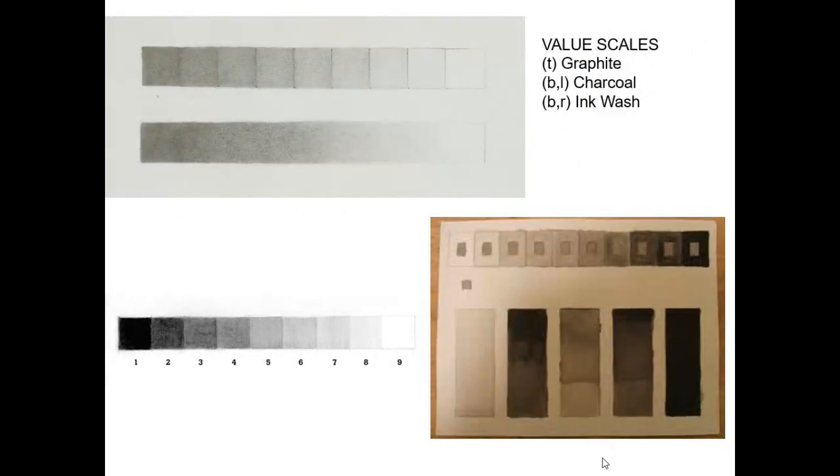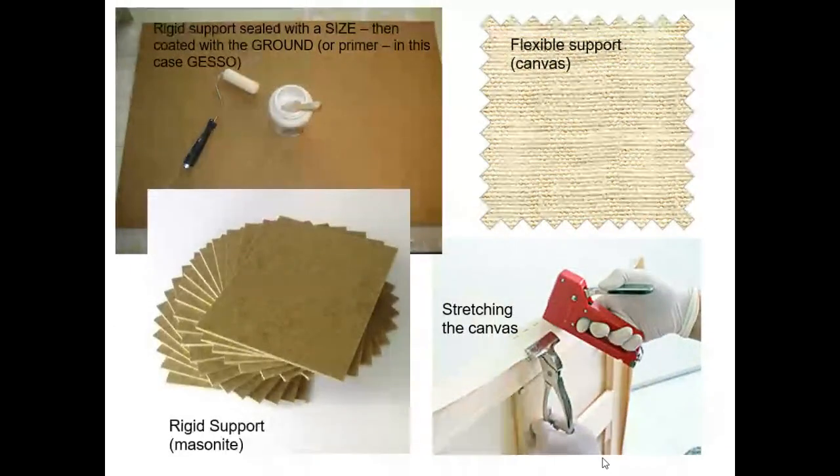We looked at ways of making value scales. We looked, of course, at hatching and cross-hatching, blending or smudging with graphite and/or charcoal. And you can see also the use of wet media for drawing. In this case, the diluted drawing ink creates what we call ink washes. So the more water you have relative to ink, the lighter the value is going to be, and you can see value scales there.